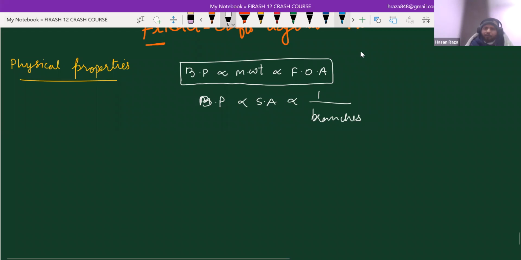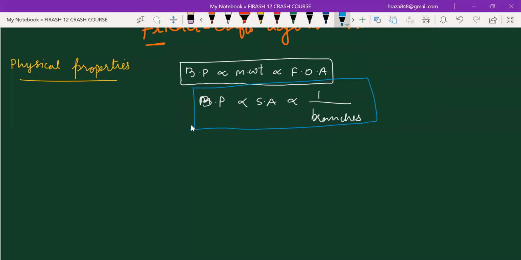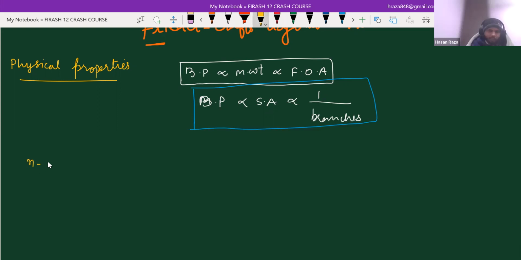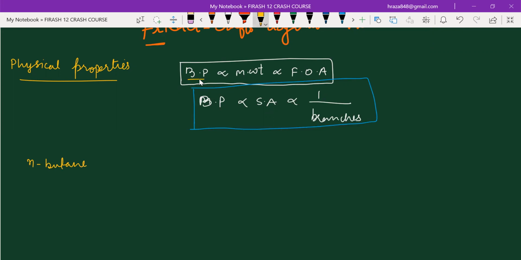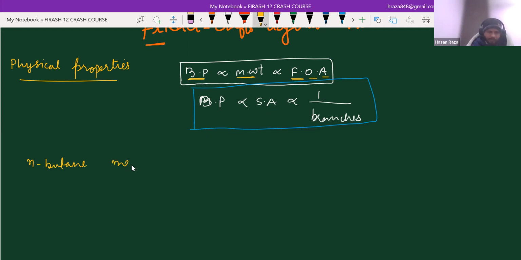Are you getting my point? We already discussed in the previous chapter about the boiling point. Yes or no, Firaz? Also, it is very important to note that if you have N-butane, so what is the first line again? The boiling point is directly proportional to molecular weight, which is directly proportional to force of attraction.